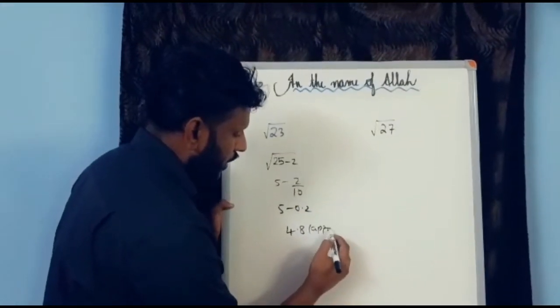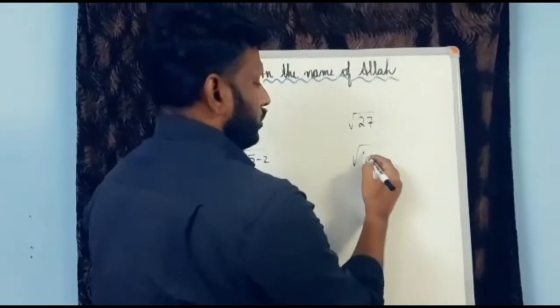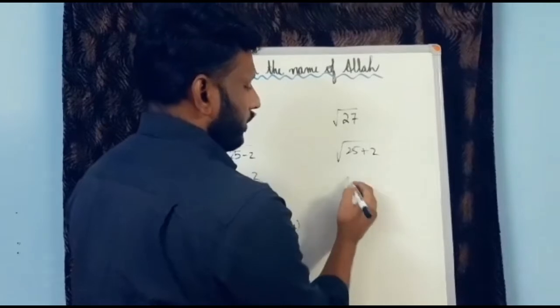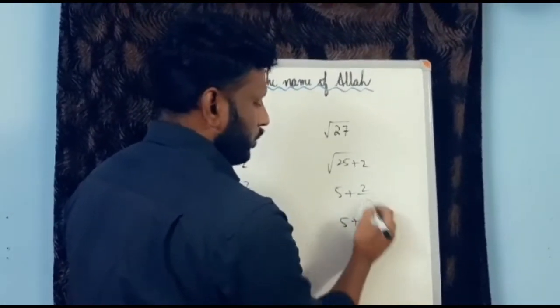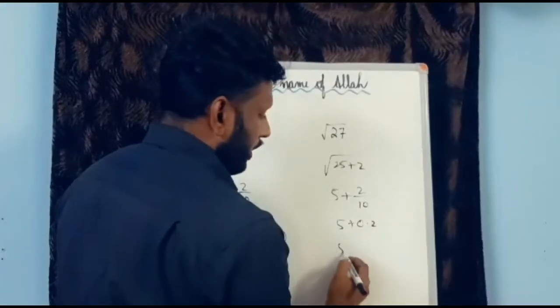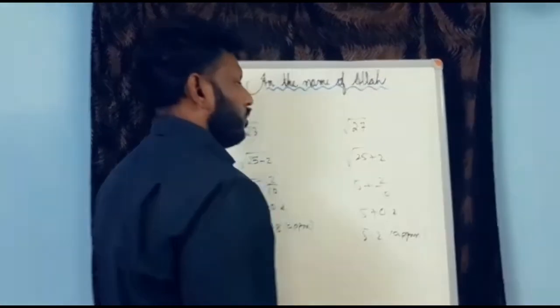Approximate your answer. Look, same as 27. Just 25 plus 2. The square root of 25 is 5, plus 2 by 10, which is 0.2. So 5.2 is the approximate answer of root 27.